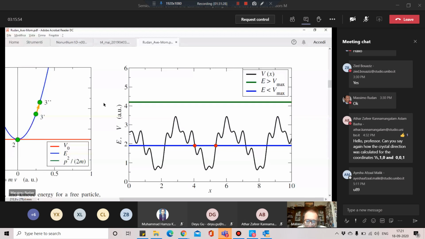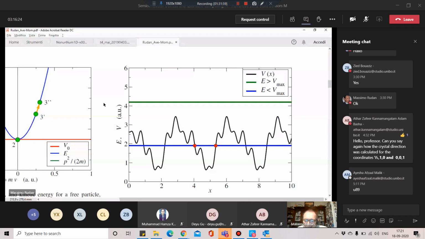But this is physically impossible because the kinetic energy is proportional to the mass, and the mass is positive, and to the square of the velocity. So the square of the velocity can never be negative. Okay? So the case in which the total energy is smaller than the absolute minimum of the potential energy is physically impossible and is not to be considered.